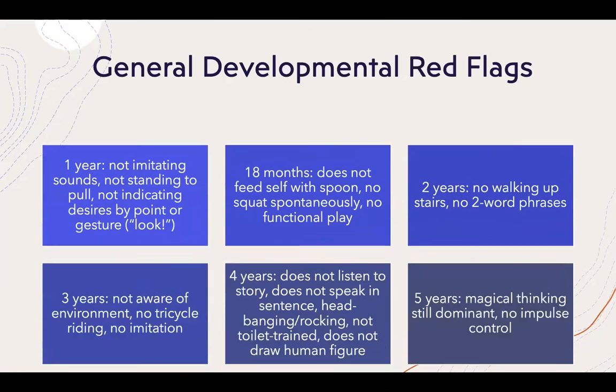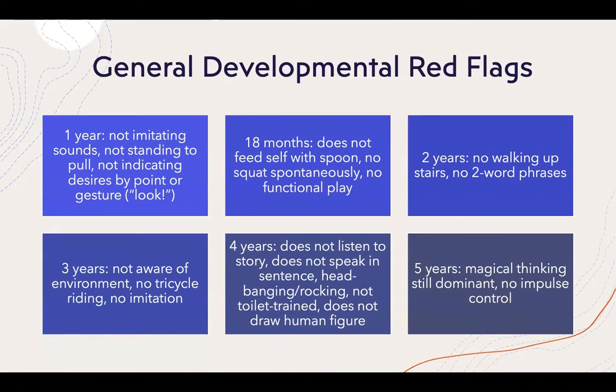So here are some general red flags when it comes to child development. At 1 year, if a child's not imitating sounds, not standing to pull themselves up on an edge while holding onto something, not indicating what they want by pointing or gesturing and saying, look, those are red flags. Those are things that we would expect a 1-year-old to do.